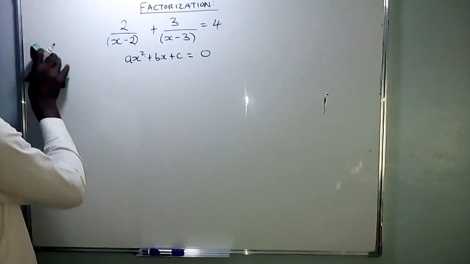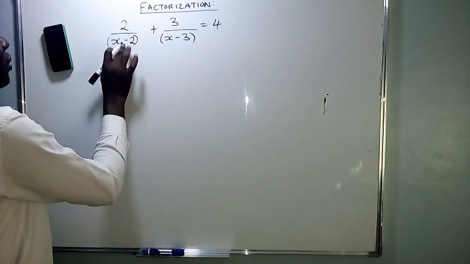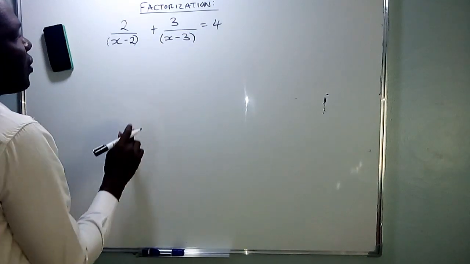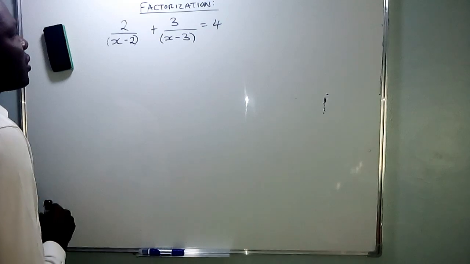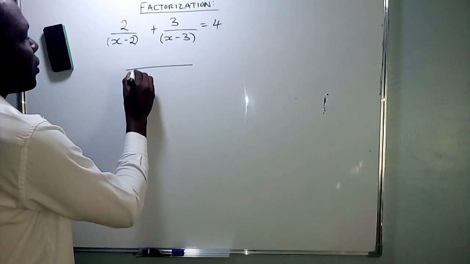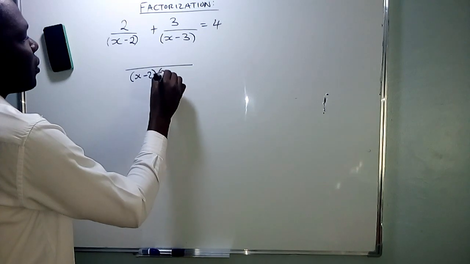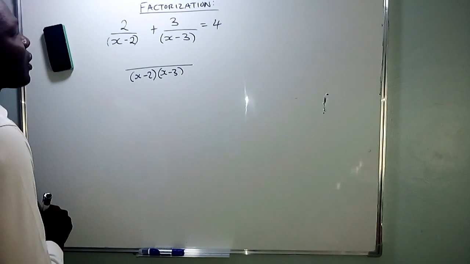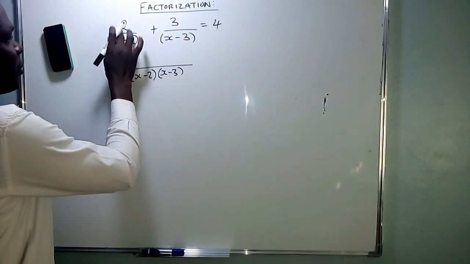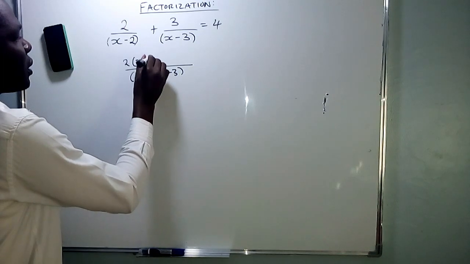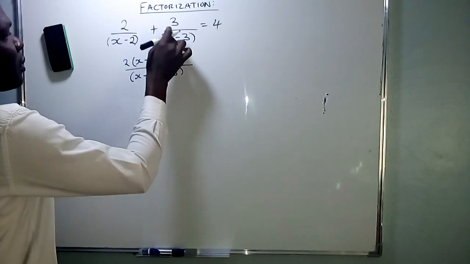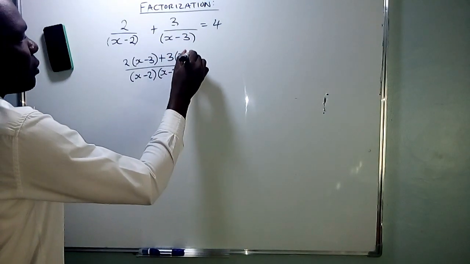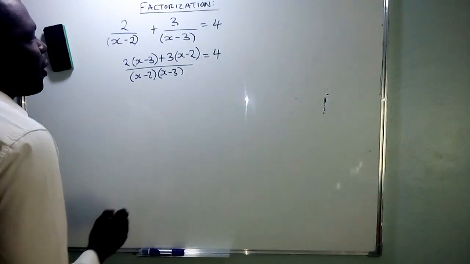So we have 2 over x minus 2 plus 3 over x minus 3 is equal to 4. So we look for the LCM of the left hand side of the equation. That is going to be the product of x minus 2 and x minus 3. So x minus 2 goes here, x minus 3 times, then we have 2 times x minus 3, isn't it? Yes. Then plus, in the numerator there we have 3 into x minus 2, all is equal to 4.